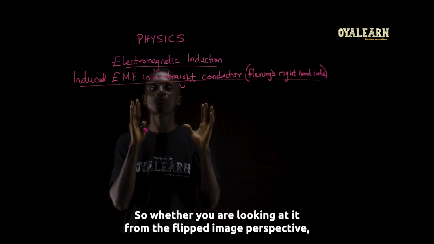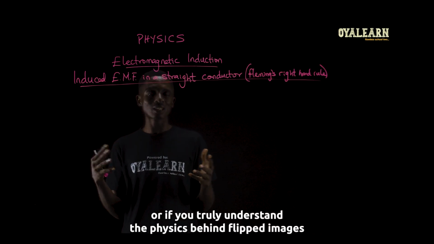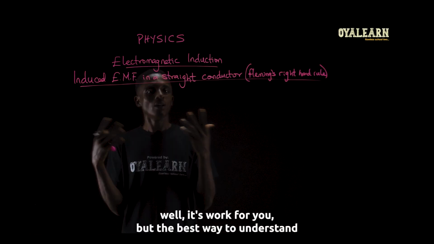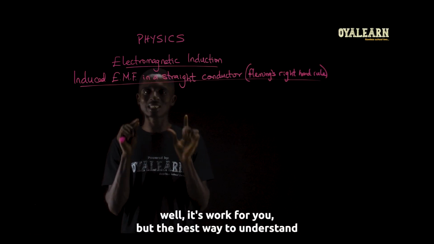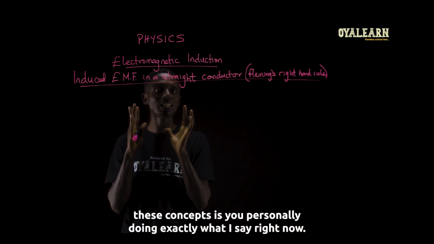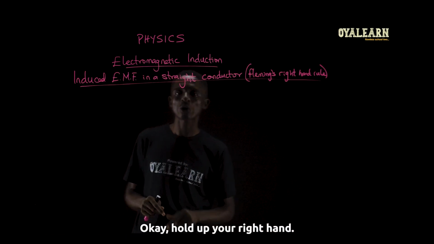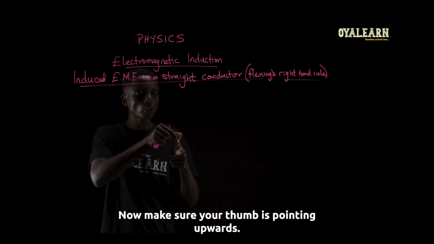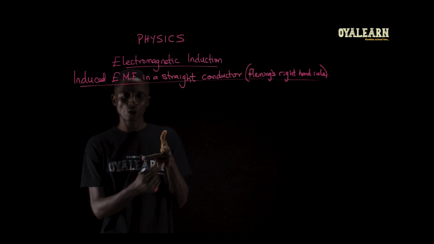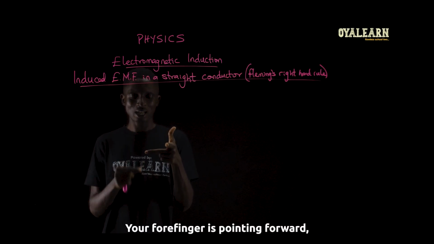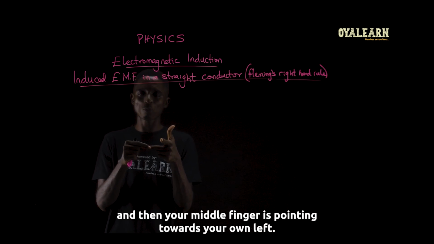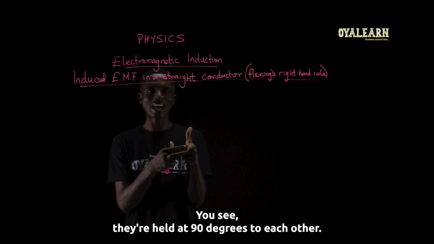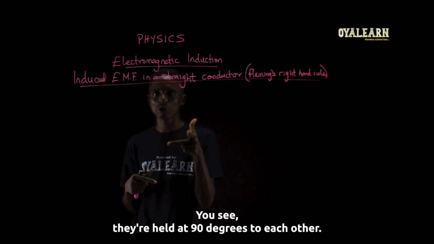So whether you are looking at it from the flipped image perspective, or if you truly understand the physics behind flipped images and can actually change it in your own mind, it will work for you. But the best way to understand this concept is you personally doing exactly what I say right now. Hold up your right hand. Now, you see the way I'm doing this? Make sure your thumb is pointing upwards, your forefinger is pointing forward, and then your middle finger is pointing towards your own left. Look at it now. You see they are held at 90 degrees to each other.